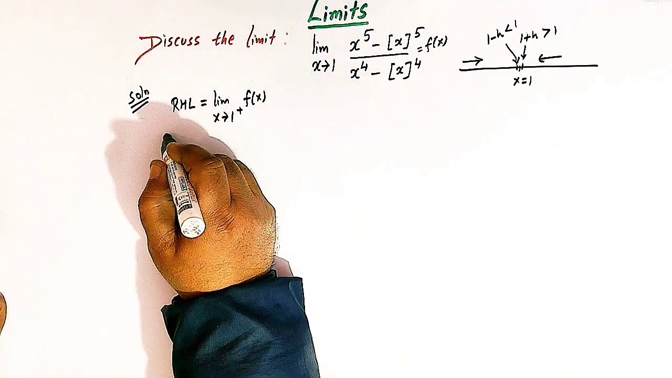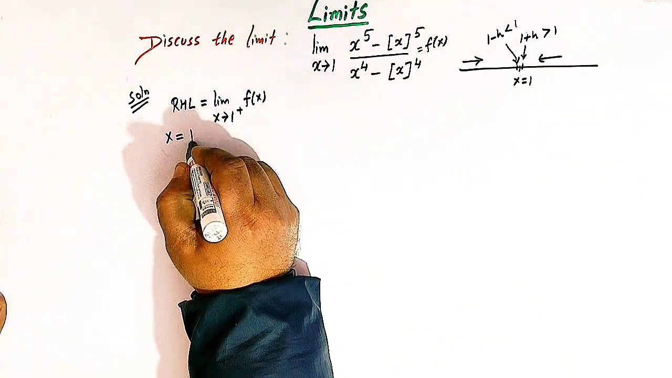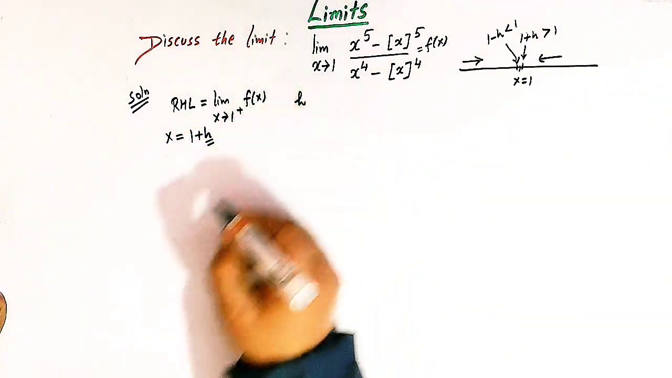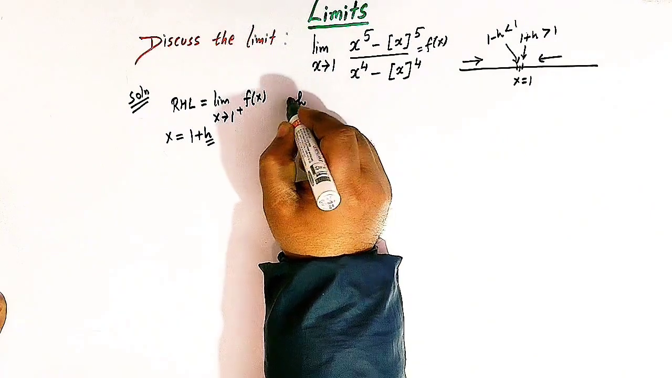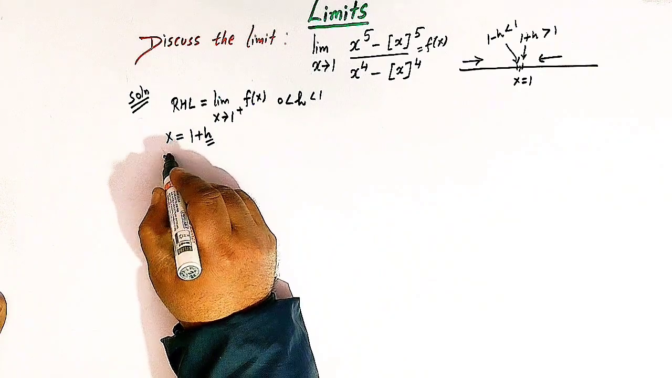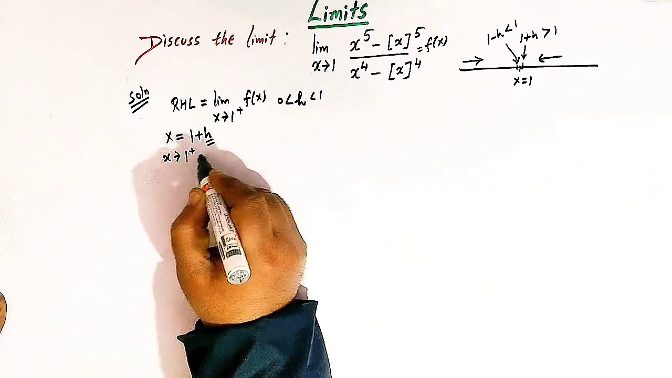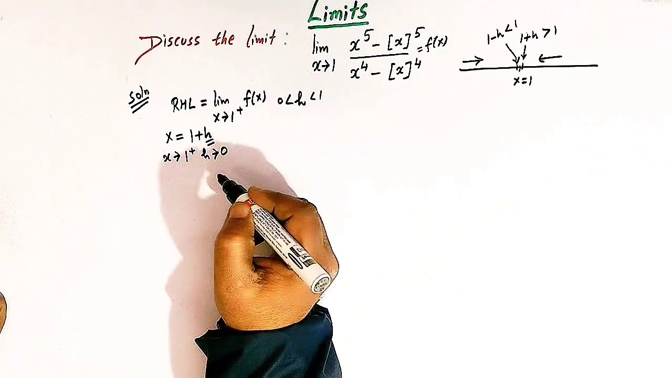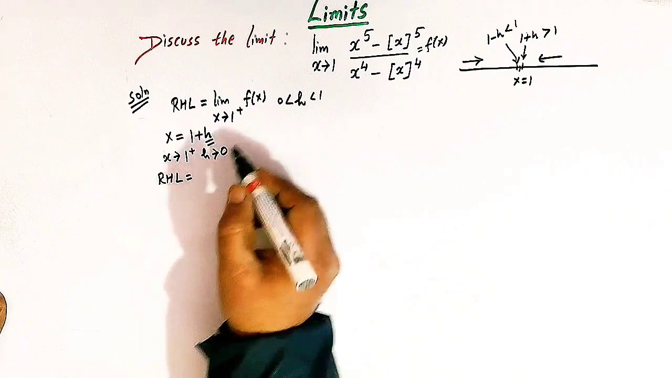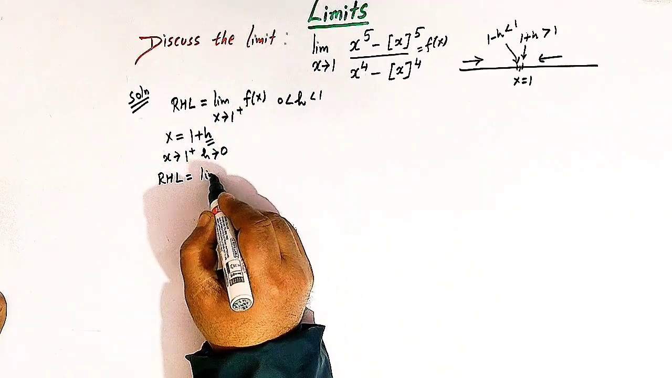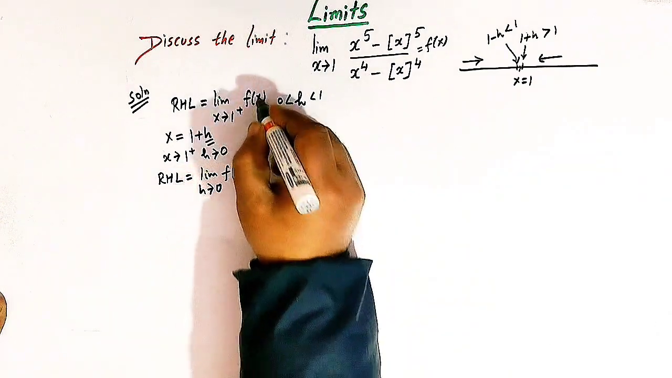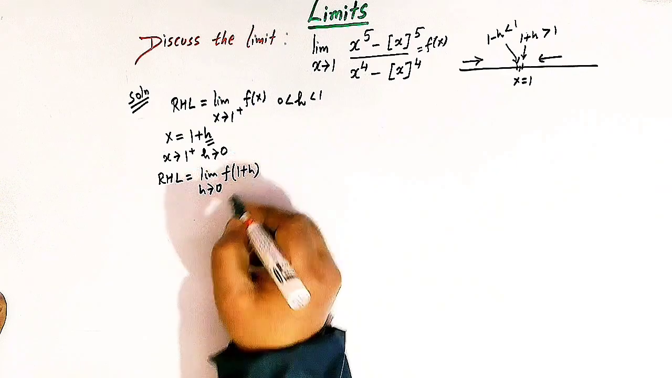So now we'll take x equal to 1 plus h, right? And here this quantity h is infinitesimally small, and it lies between 0 and 1, right? So when x tends to 1, then h tends to 0, right? So now the right hand limit can be written in terms of h as the limit, here we have h tends to 0, and here we have f of x, where x is 1 plus h, right?